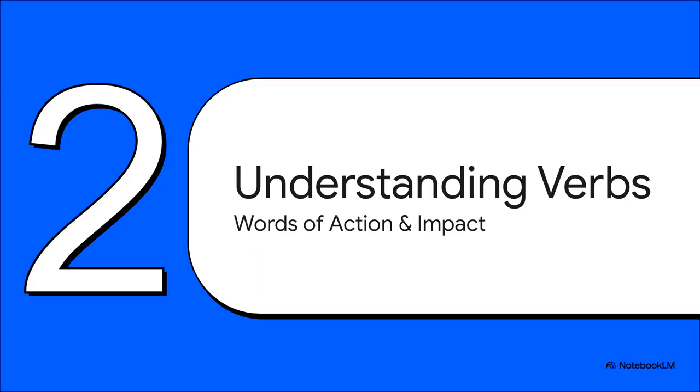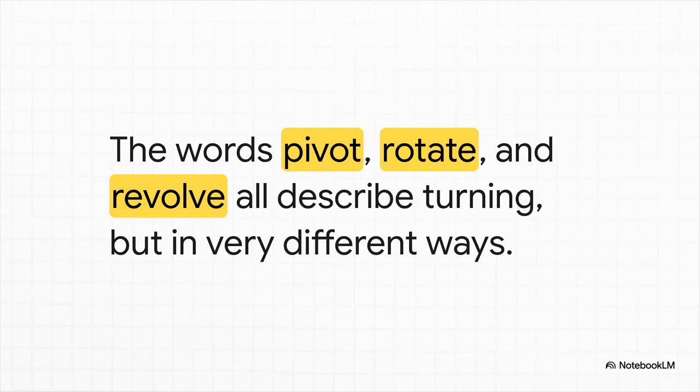Okay, so let's put this framework to the test, shall we? We're going to start with verbs, the words of action and change, and see how this method really helps us nail down the small but super important differences between them. Let's kick things off with a group of words that can be pretty confusing: pivot, rotate, and revolve. On the surface, they all kind of mean to turn, right? Well, yeah, but not really. The way they turn is totally different, and our framework is going to show us exactly how.